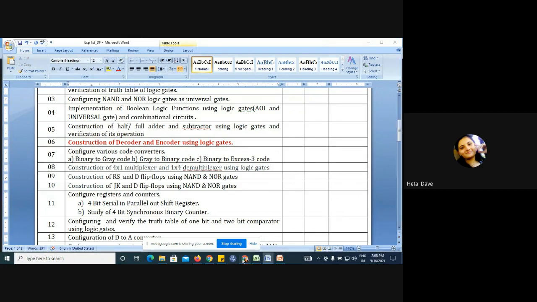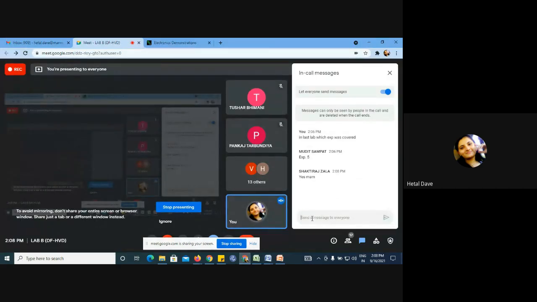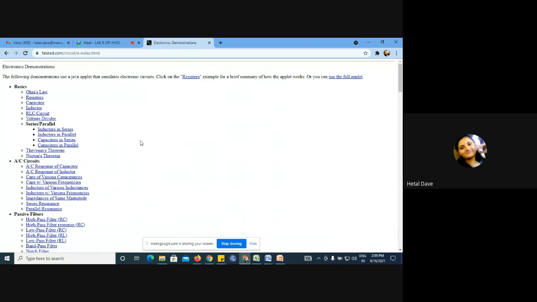Once I explain all this, you will open the virtual kit. Using the virtual kit, you can easily implement both circuits, decoder and encoder, and everyone will perform it. Okay, so first of all, we will start to understand what is the meaning of decoder. To understand the decoder, I'm going to open one animation.